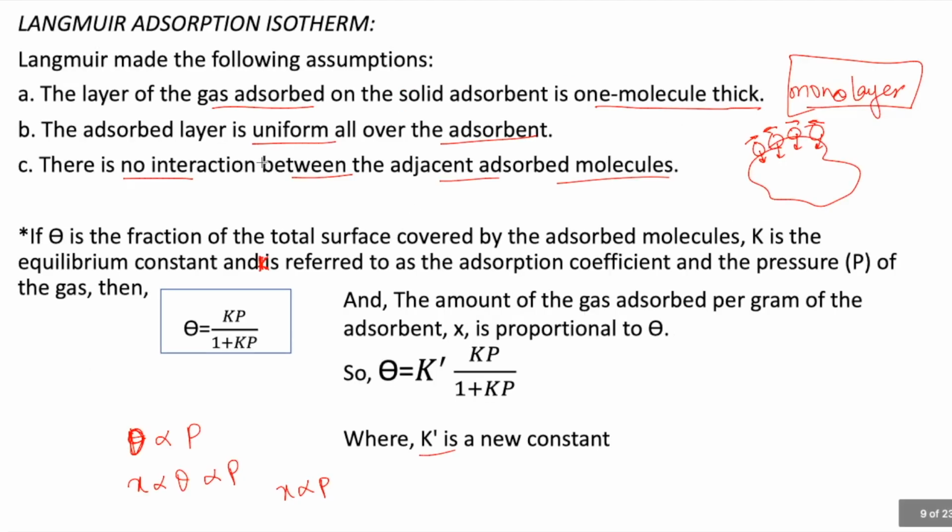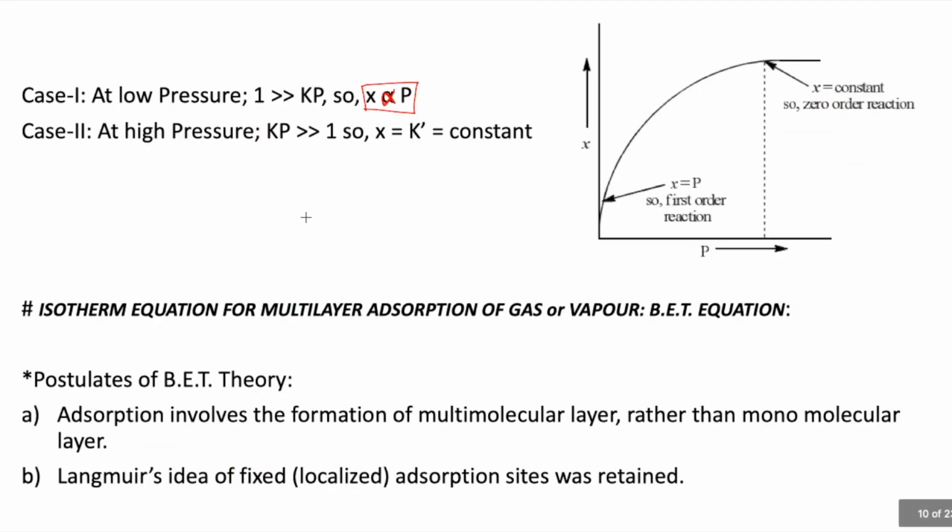Whereas at high pressure, in the denominator 1 plus Kp, you can assume that Kp will be very much greater than 1. So you can remove this 1, and then in the denominator you will only have Kp. Kp will get cancelled out, and you will get theta equals 1, or you can say that theta is proportional to some constant, and since X is proportional to theta, X equals some constant.